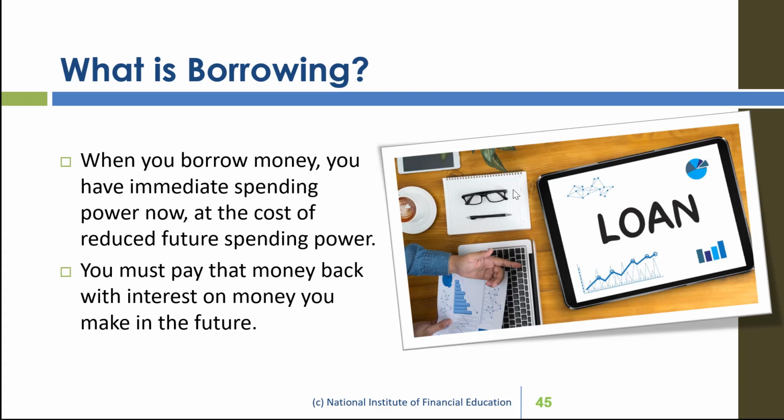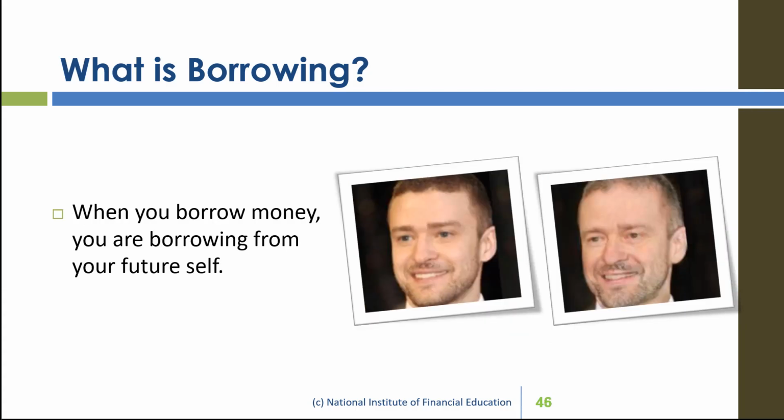First off, what is borrowing? When you borrow money, you have immediate spending power now, at the cost, however, of a future reduced spending power. In other words, you're pulling future earnings forward now because you have to pay that money back with interest oftentimes in the future. You got to pay it back with money that you make in the future.